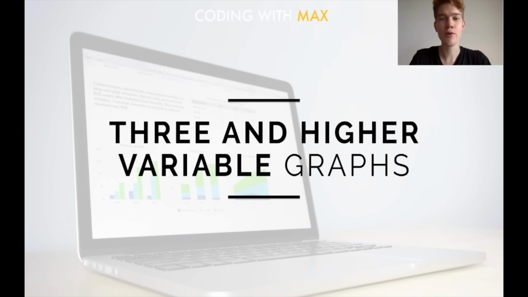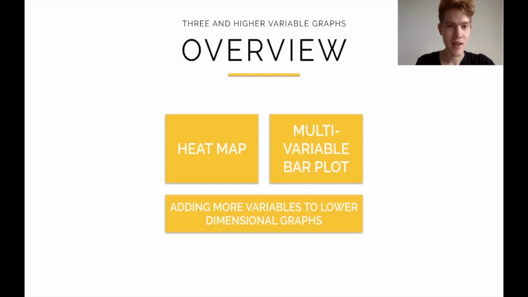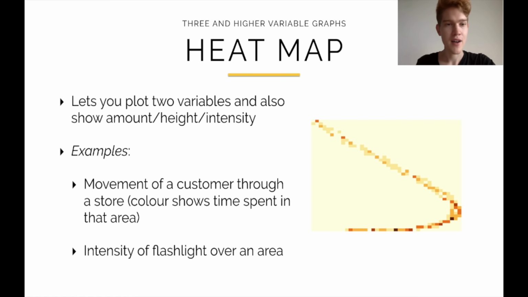In this tutorial, we're going to talk about 3 and higher variable graphs. So the graphs that we're going to look at are going to be heat maps, and then we'll also look at multivariable bar plots, as well as how we can add more variables to some of the lower dimensional graphs that we've talked about earlier. All right, so let's start with heat maps.